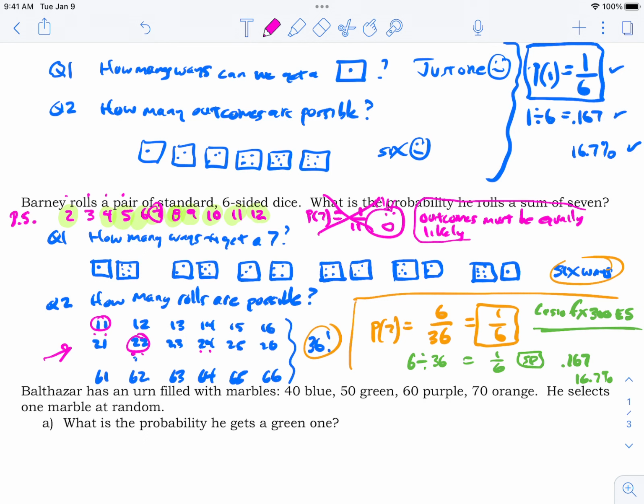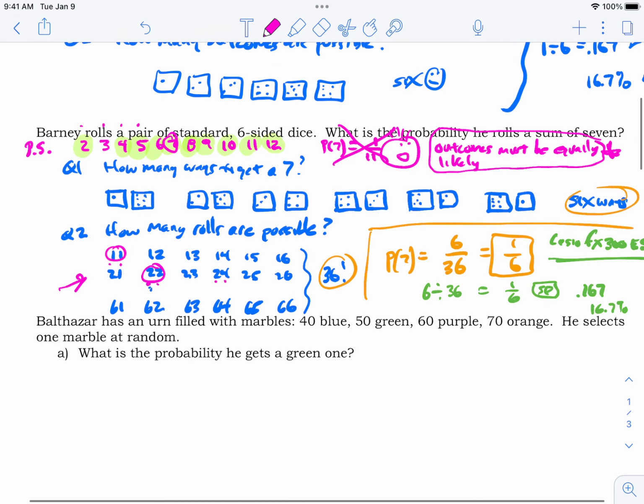You know how I'm asking you to turn in your notes? Make sure that point is in your notes. Okay? Make sure it's in your notes. Outcomes must be equally likely. When you go counting these things, make sure you're counting equally likely outcomes.